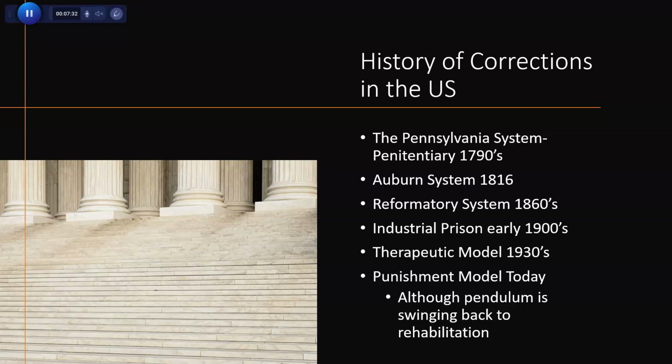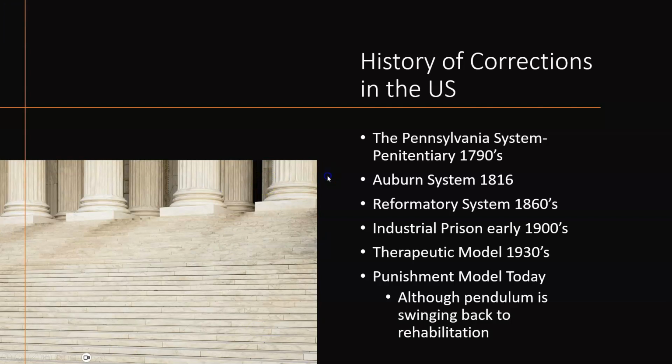Probably 15 years ago, the California Department of Corrections used to just be that, CDC. It is now CDCR, the California Department of Corrections and Rehabilitation. This pendulum tends to swing back and forth throughout history, and so we are kind of back in that rehabilitation phase, which was really popular in the 1970s.